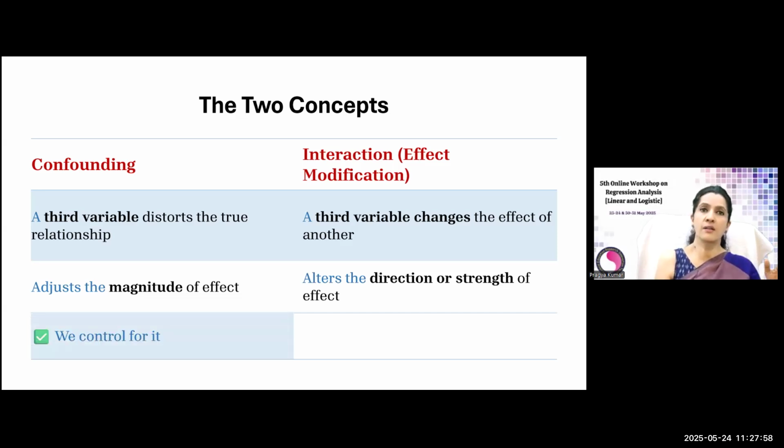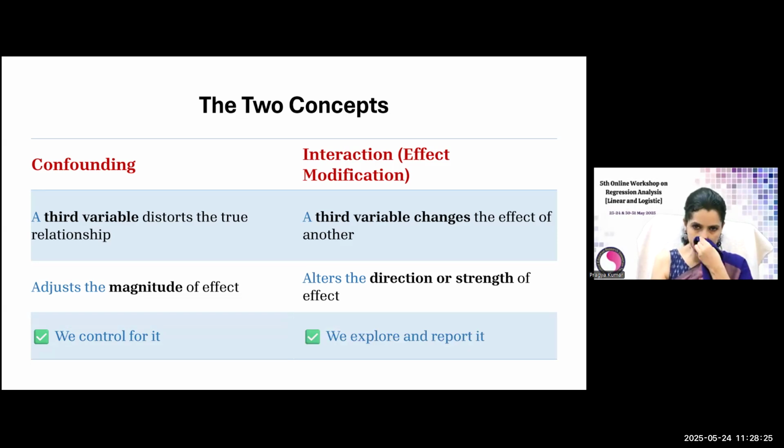A confounder we always control for, so we enter it as a covariate in the model. But for interaction or effect modification, there is a separate way of studying it. You enter those two variables as an interaction, and if it is a statistically significant interaction, with a significant p-value in your model term, then you say these two variables are interacting with each other. So we explore it and we report it.